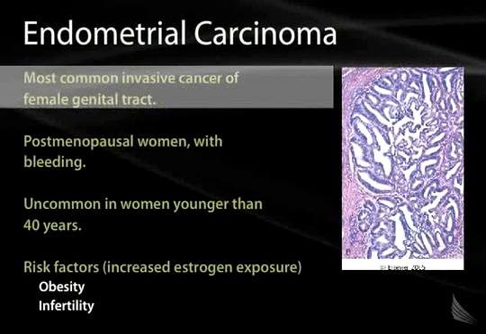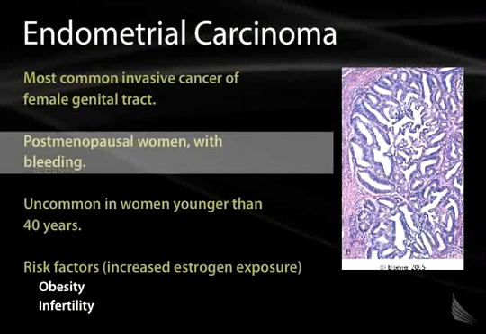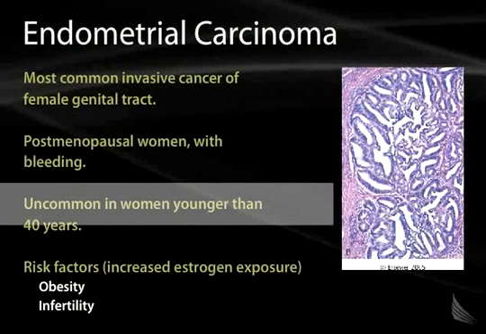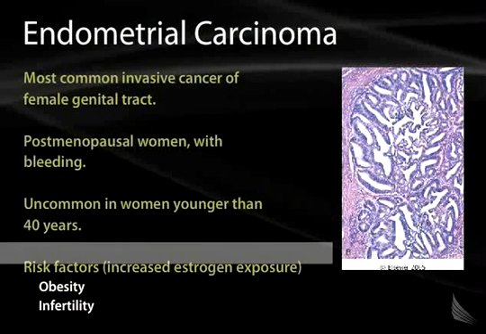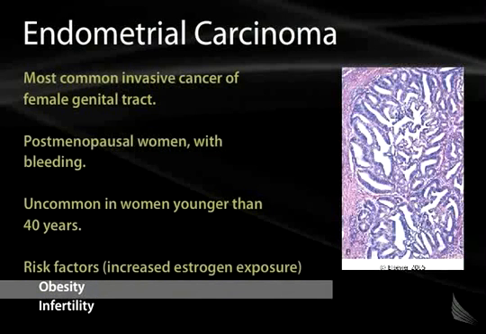Endometrial carcinoma is unfortunately the most common invasive cancer of the female genital tract. You see it most frequently in postmenopausal women who present with abnormal uterine bleeding. It is uncommon in women under the age of 40. Risk factors are essentially anything that leads the patient to having increased estrogen exposure. So think about this in patients who are obese and also patients who are infertile.